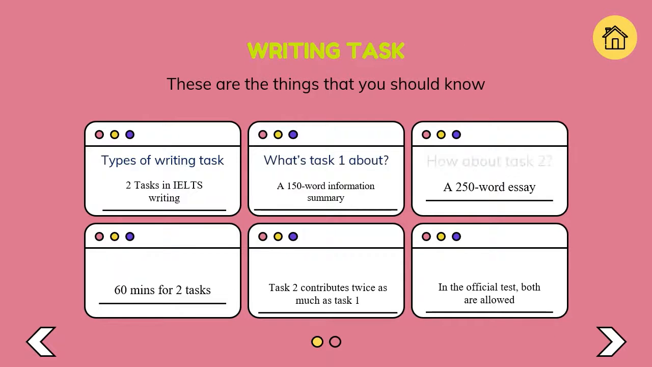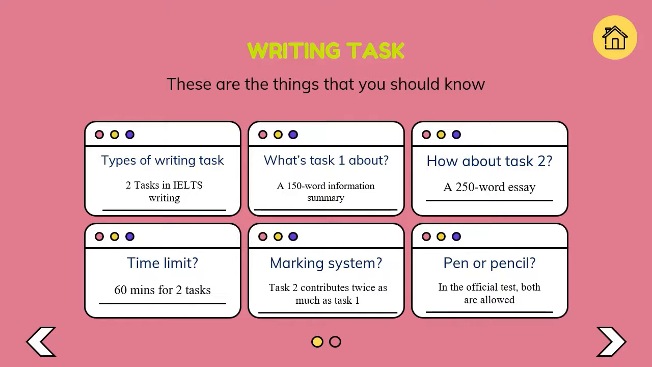IELTS writing task. Basically, there are two tasks in IELTS writing. In the first task, you will have to write a summary of information from graph, chart, or map with minimum word count of 150 words.